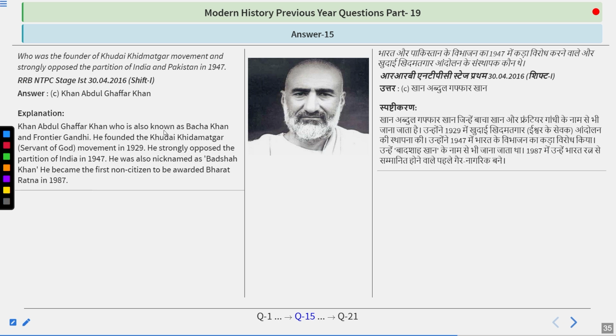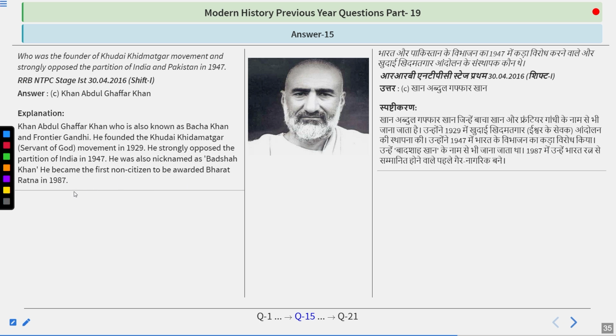Khan Abdul Ghaffar Khan, who is also known as Bacha Khan and Frontier Gandhi, founded the Khudai Khidmatgar movement in 1929. He strongly opposed the partition of India in 1947. He was also nicknamed Badshah Khan. He became the first non-citizen to be awarded the Bharat Ratna in 1987.